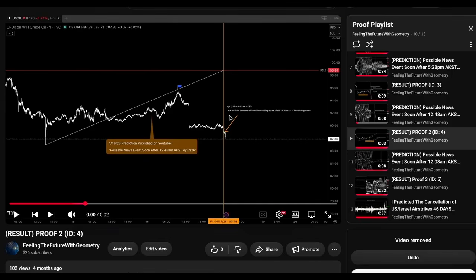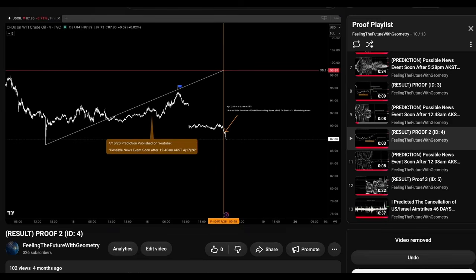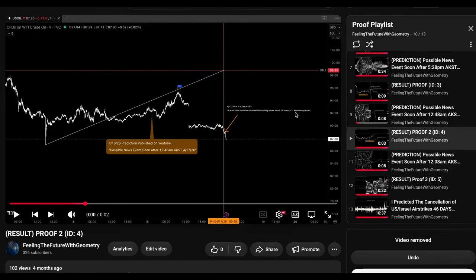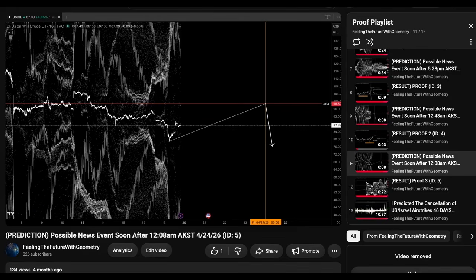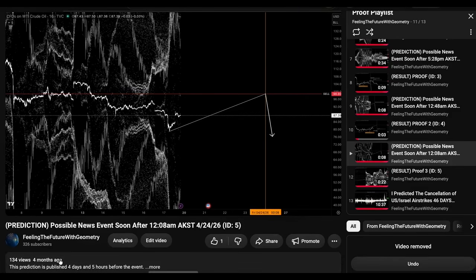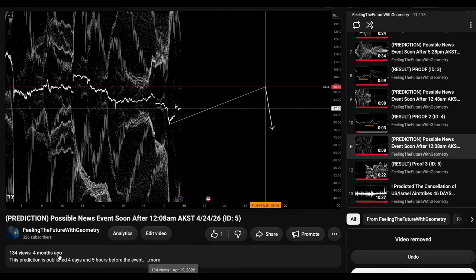So what happened here? Carlos Slim goes on a $500 million selling spree of U.S. oil stocks. Again, we are indirectly predicting a human action, whether it be the release of this news or it be Carlos Slim going on a $500 million selling spree. This prediction was published 4 days and 5 hours before the specified time. You can verify it was published on April 19th.